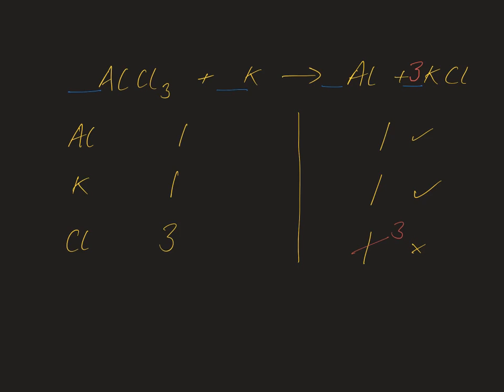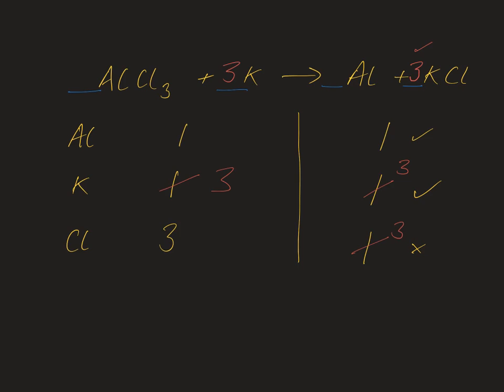The problem though is I've now got 3 potassiums, don't I? So I need to adjust that, and I need to make sure that I have 3 potassiums on the left as I do on the right. Again, that's pretty straightforward to fix. In this instance, I'm going to put a 3 here, which gives me 3 potassiums amongst the reactants.